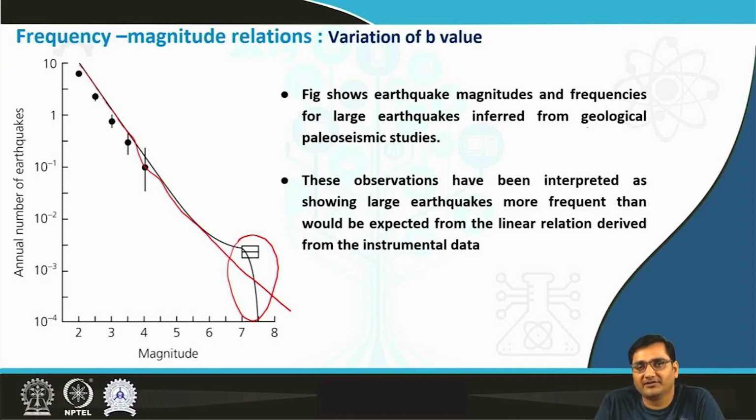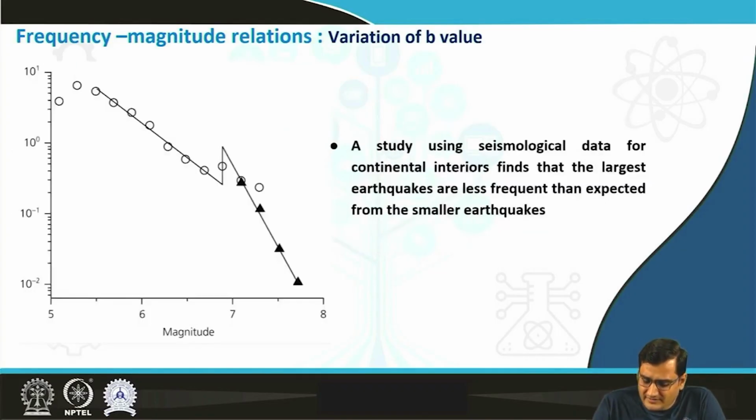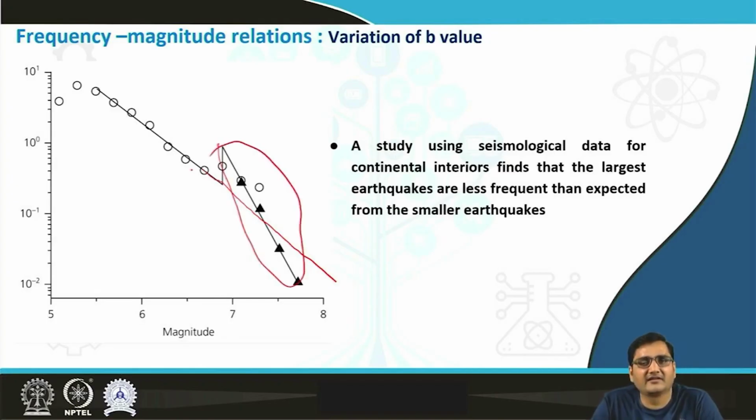Now, if we look at this example, this is for the continental interior, where you can consider the smaller earthquakes are more frequent than the larger ones, and it is basically shown by this regular B value slope line. So it should follow this trend, but there is a deviation, and it indicates that the larger earthquakes are not that frequent in the continental interior. So this is what is written here: a study using seismological data for continental interiors finds that the largest earthquakes are less frequent than expected from the smaller earthquakes.